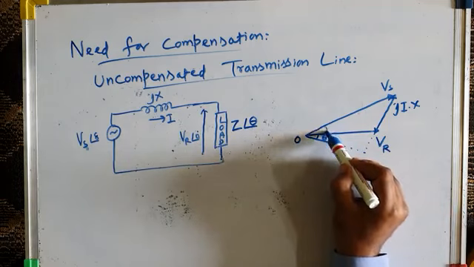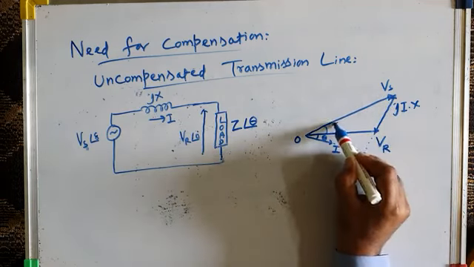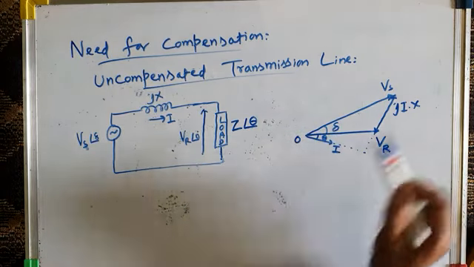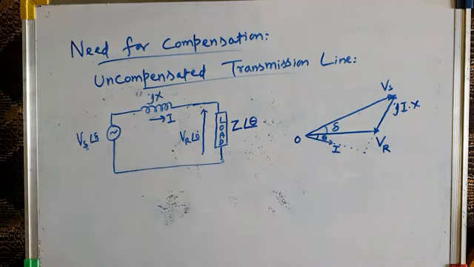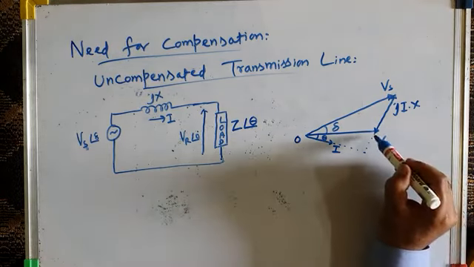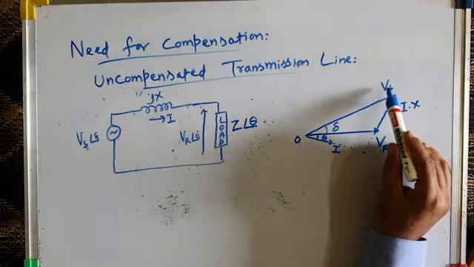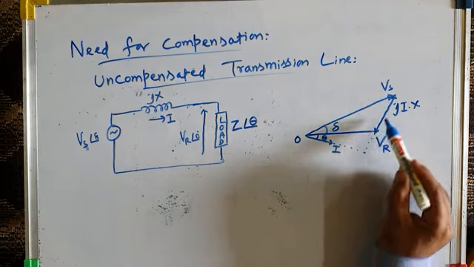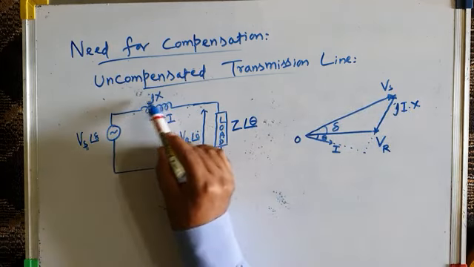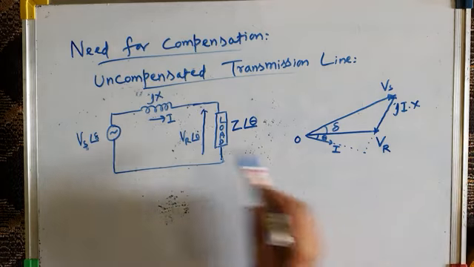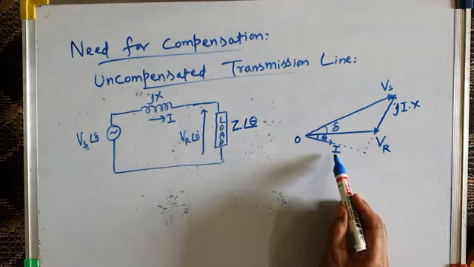The phase angle between the sending end voltage and the receiving end voltage is delta, which is also called the power angle or transmission angle. This transmission angle determines the flow of power over the transmission line. So this is the receiving end voltage, this is the sending end voltage. By simple Kirchhoff's voltage law, the sending end voltage is the receiving end voltage plus the voltage drop across the transmission line reactance.